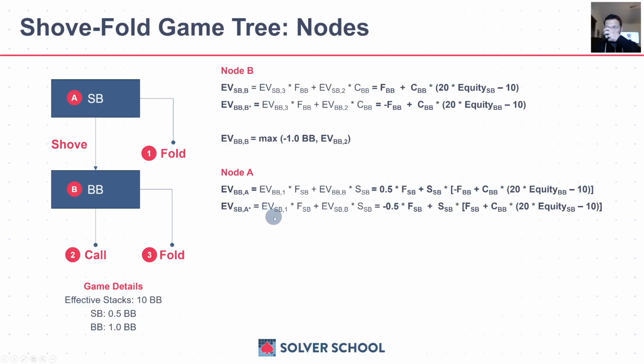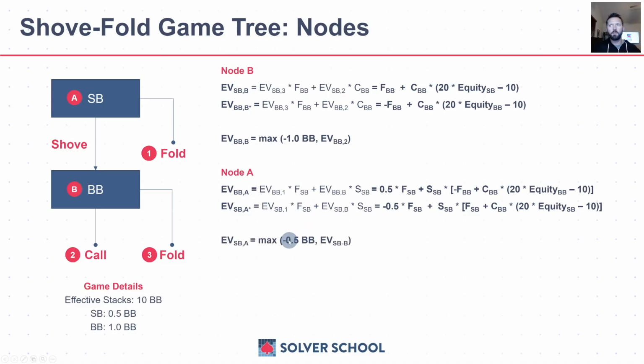So the small blind here simplifies down to -0.5 times the frequency at which the small blind folds, plus this part of the equation here, the EV of the small blind at B, times the frequency at which the small blind shoves. And also similar to the first example here, this is the small blind's decision. So the small blind is actually going to be making a decision of, should the small blind shove and get to this second decision point, or should the small blind fold and lose the -0.5 big blinds?